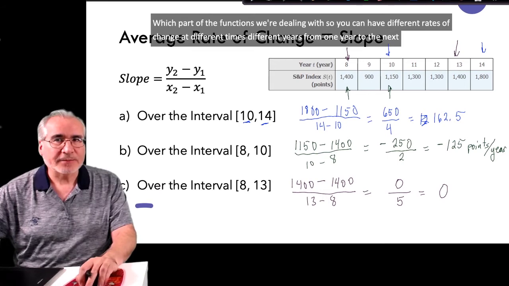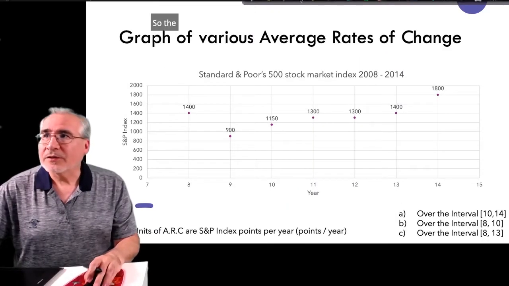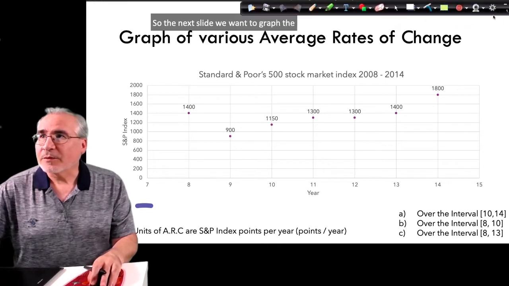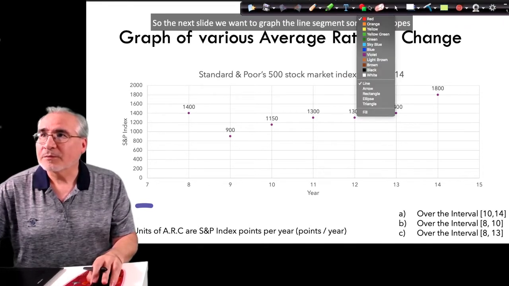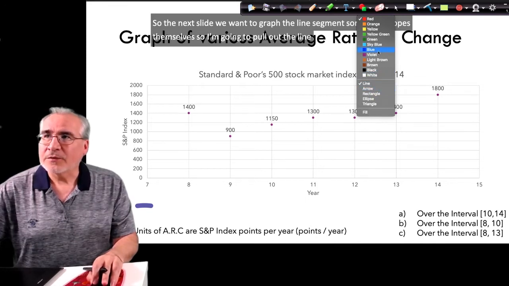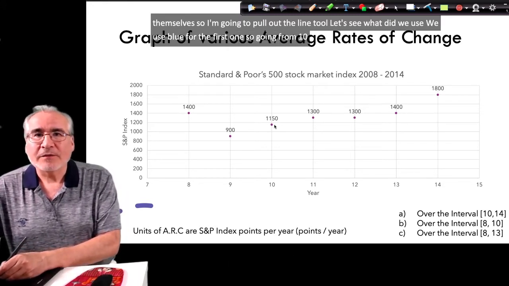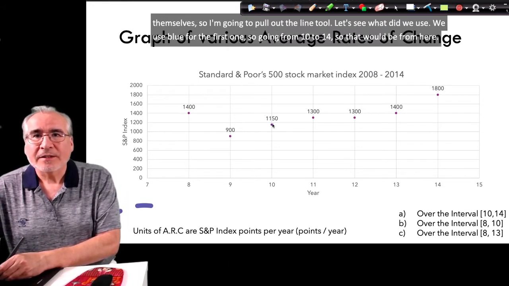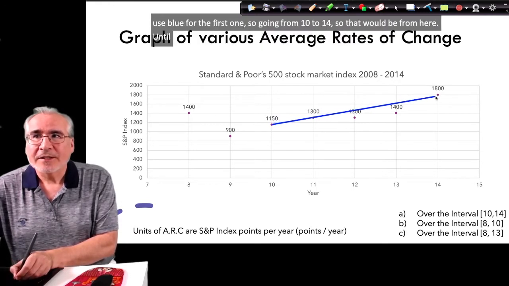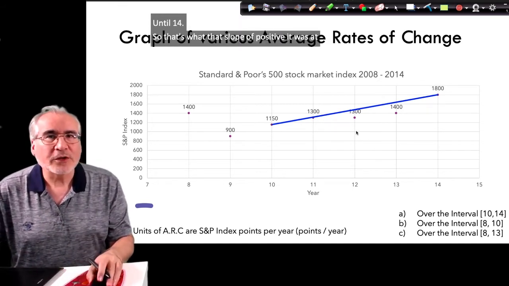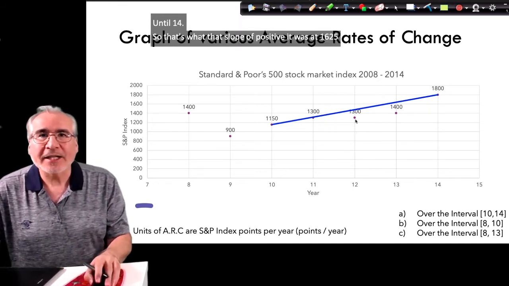So the next slide, we want to graph the line segments, sort of the slopes themselves. So I'm going to pull out the line tool. Let's see, what did we use? We used blue for the first one. So going from 10 to 14, so that would be from here until 14. So that slope of positive, what was it, 162.5? That's what that would look like.